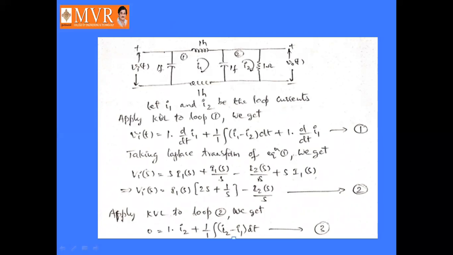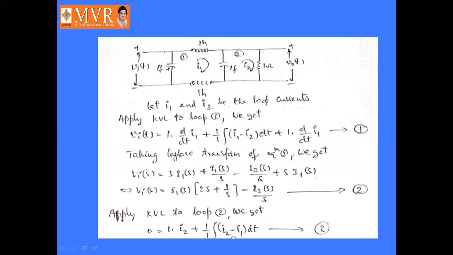So Vi of t is equal to 1 into d by dt of I1, this is a capacitor, this is an inductor, plus 1 by 1 into the integral of I1 minus I2 into dt plus 1 into d by dt of I1. For loop 1 we are applying KVL. So this is the equation we will get.